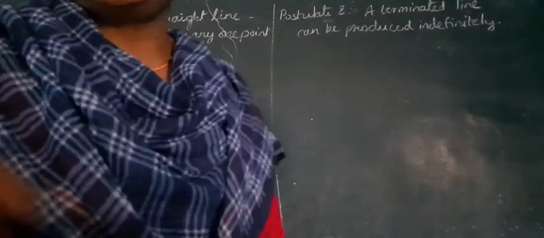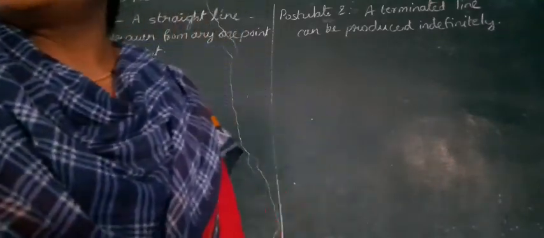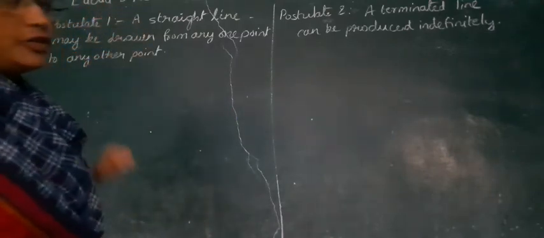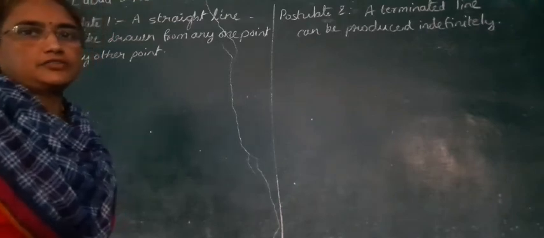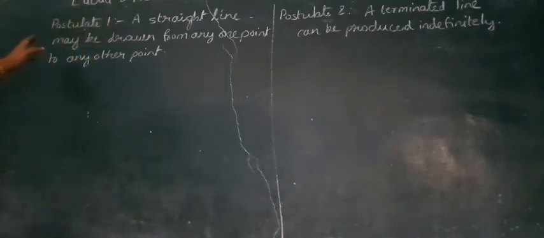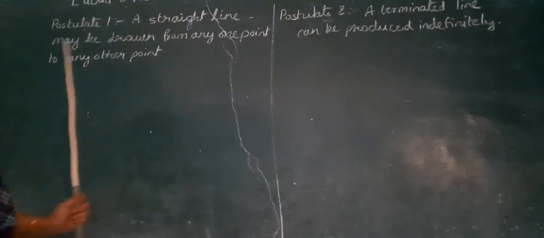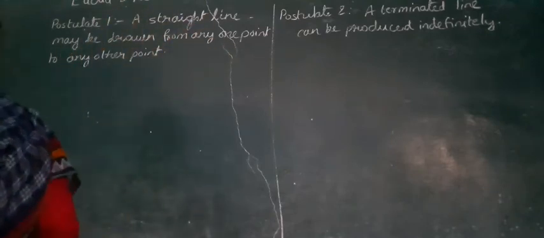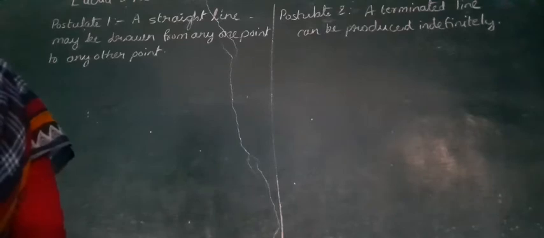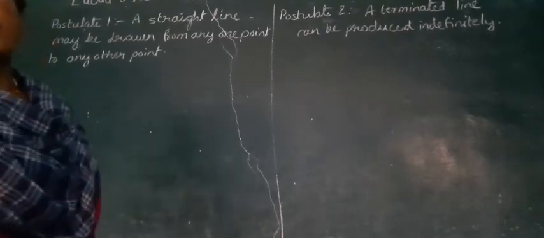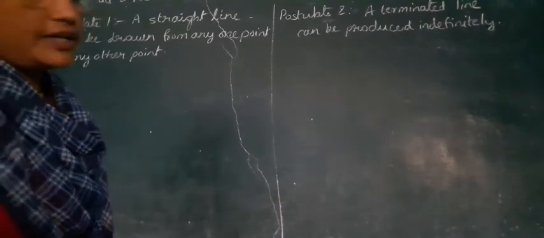So, good morning, students. For the ninth standard, Euclid geometry is continuing. Euclid's 5 postulates. Among these 5 postulates, now we will take postulate 1. What does it state? It states that a straight line may be drawn from any one point to any other point. What does it mean? Let us see how it is possible and know the meaning of this postulate.